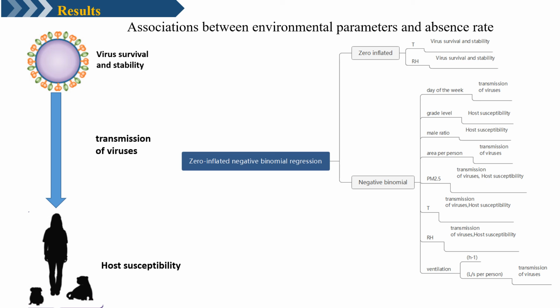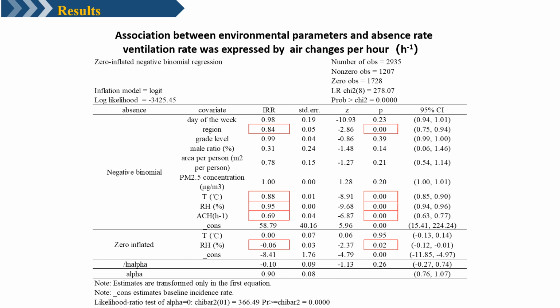and so on. Air variables that influence virus survival, transmission, and host susceptibility were considered in the ZINB model. Two metrics of ventilation were considered in the model. One is air change rate per hour, the other is liter per second per person. This slide shows the associations between indoor environmental parameters and absence rate due to infections. In the zero inflation model, relative humidity had a significant negative impact on infections. In the negative binomial part, temperature, relative humidity, and ventilation were statistically significant.